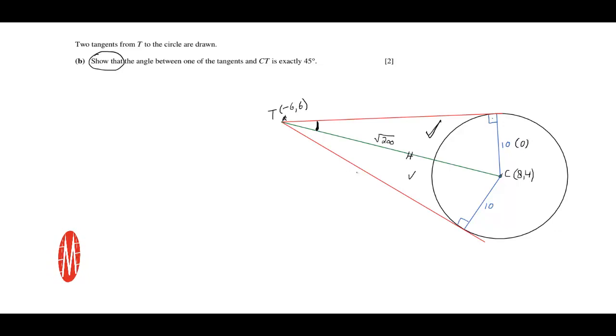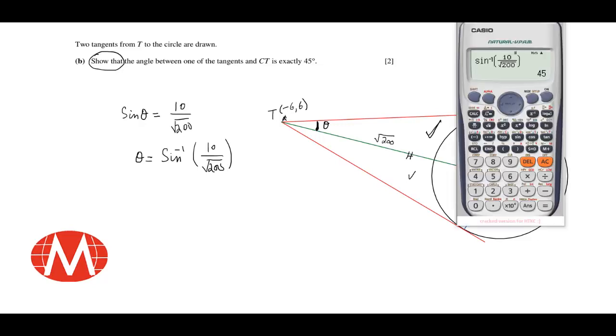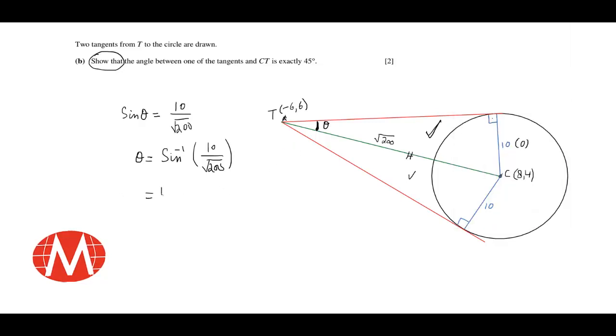Using SOHCAHTOA, I will apply sine here. Let me call this angle theta. Sine theta is equal to opposite over hypotenuse, 10 over the square root of 200, and then I will take sine inverse, and this is 45 degrees. So it is proved that theta is 45 degrees. So this is 45. The angle between one of the tangents and CT is exactly 45 degrees. Shown.